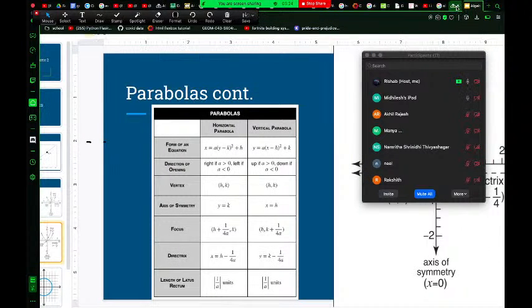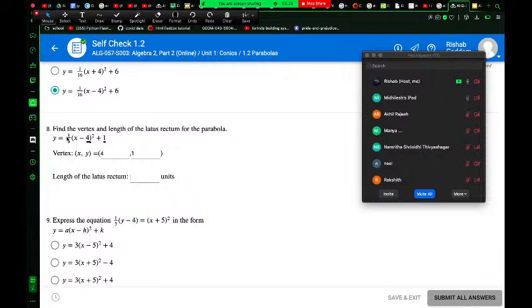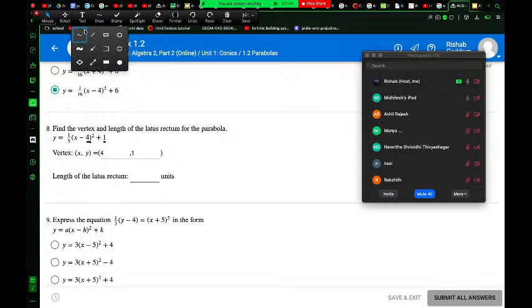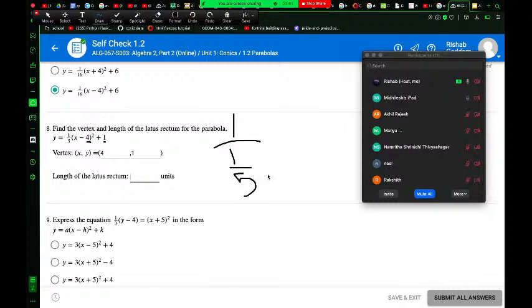So 1 over a, let's go back into here and implement that. So a is this, right? So what you're doing is dividing 1 by 1 over 5. Let me get my drawing tool. Okay, so you're doing 1 over 1 over 5. And so this flips the fraction upside down, and it multiplies it by 1.